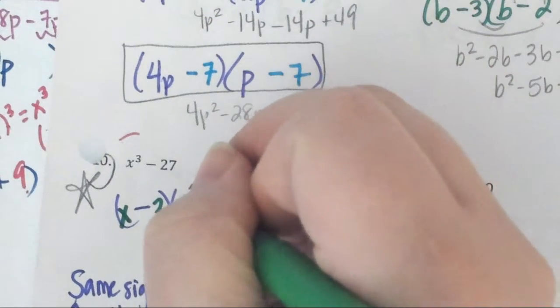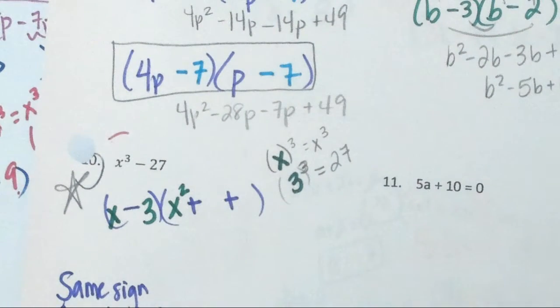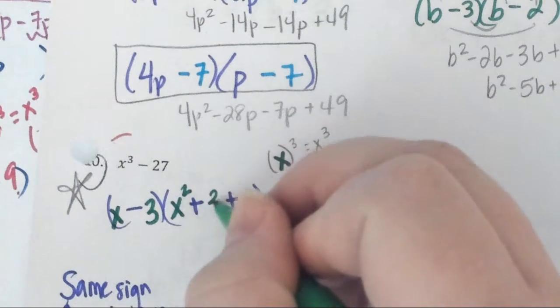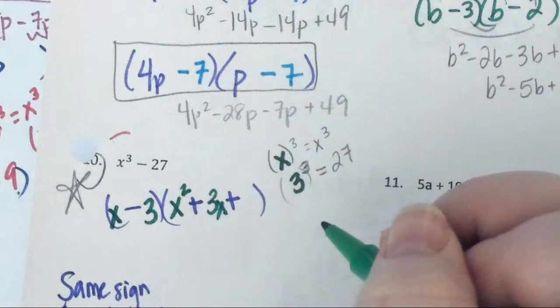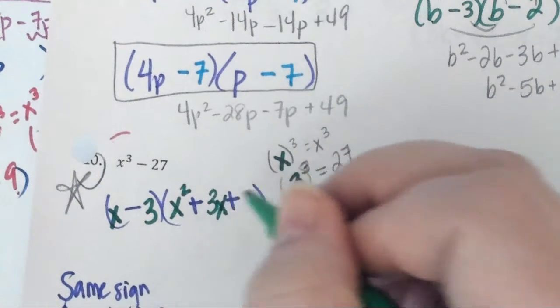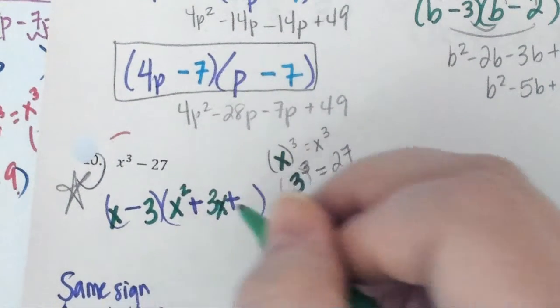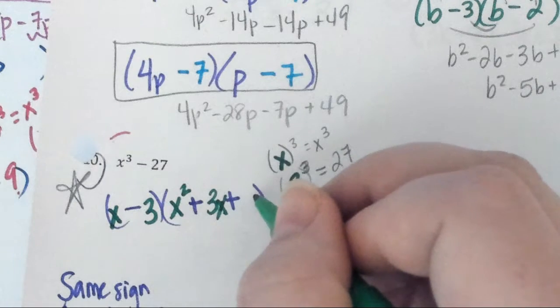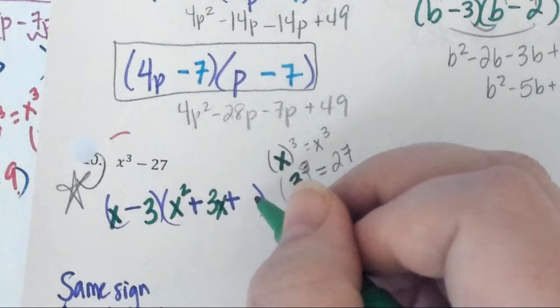X squared, and then what's next after that? 3x, and then last is, tell me the right number. Ooh. Second period, normally you never let me down. Why are you letting me down today?